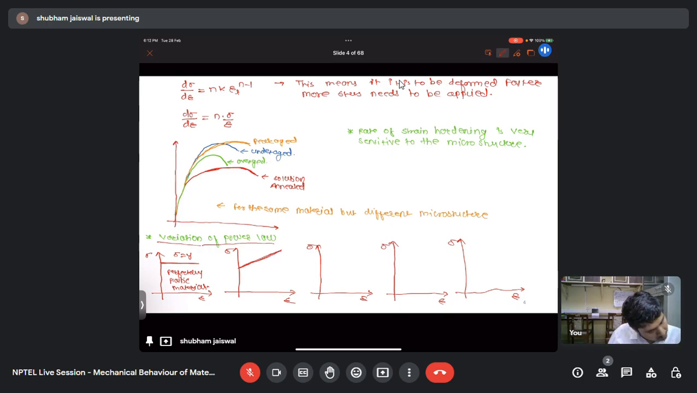Okay, and the power law is given by y plus a epsilon. Similarly, the third variation that we have seen just now, that is sigma is equal to k epsilon to the power n. If some strain hardening has already been done, or pre-straining, then it will start from somewhere here, E naught, and this equation will be modified as epsilon plus E naught to the power n.